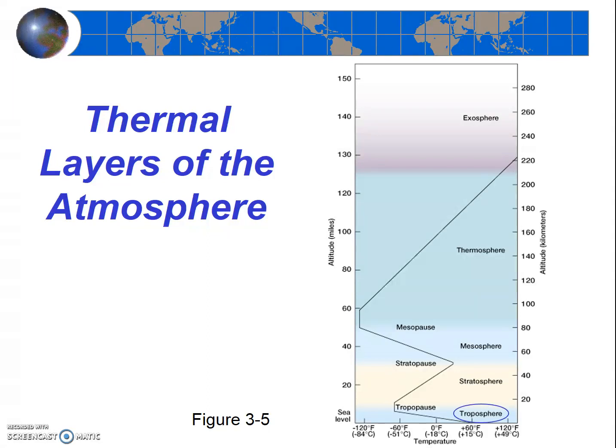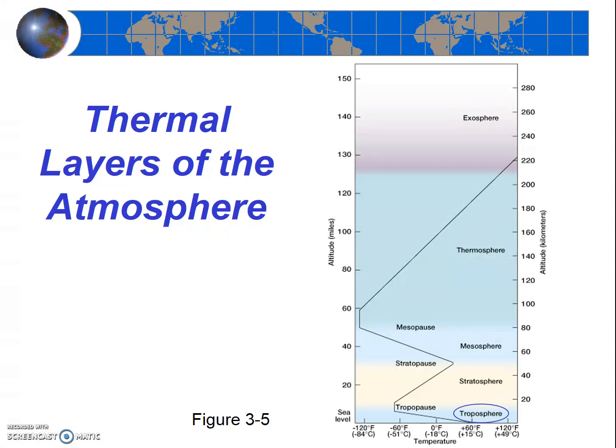Then above that is the stratosphere. You've been in the stratosphere if you've been on a commercial airplane. It's roughly 11 to 30 miles above the Earth's surface. And this is going to be important in our discussion of ozone depletion. Then there's the mesosphere, up above that, the thermosphere, and the exosphere.